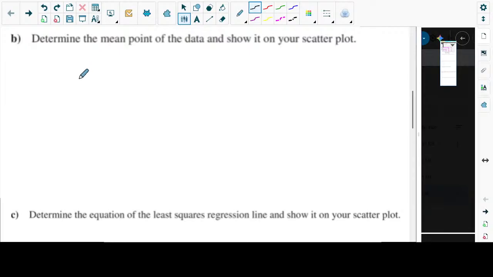And why is it important? It's important when we're doing something called the line of best fit. Now, how do you get it? We're going to use the calculator. You need the calculator. Now let's access our calculator.